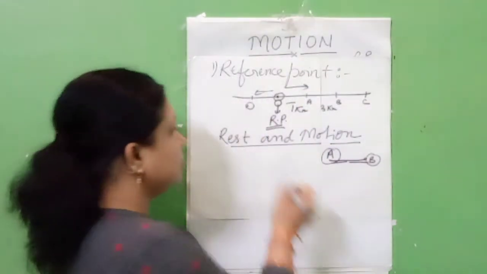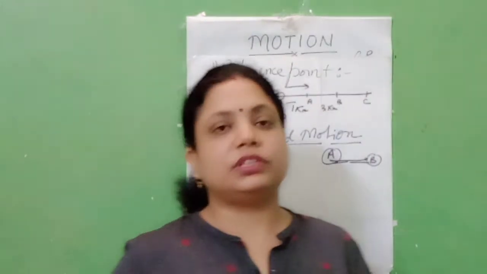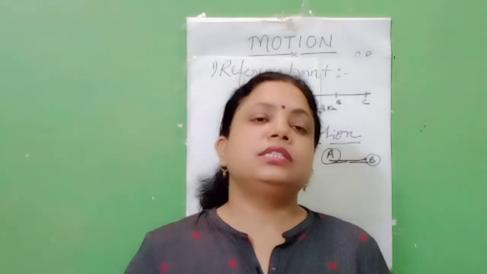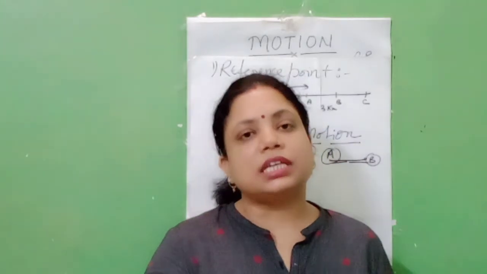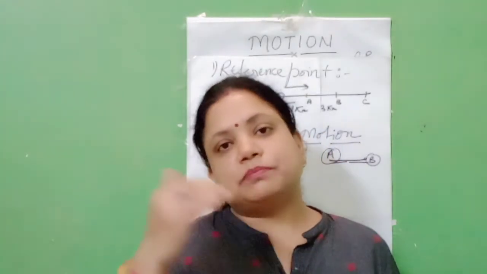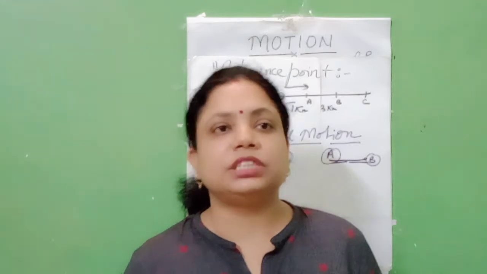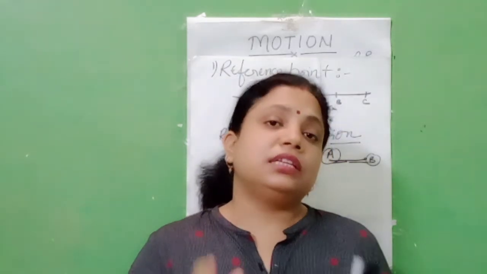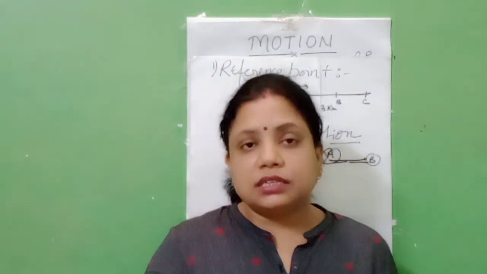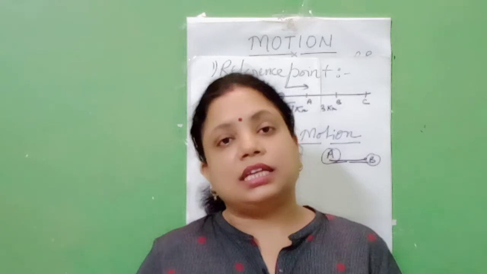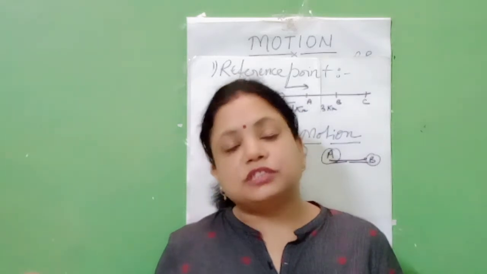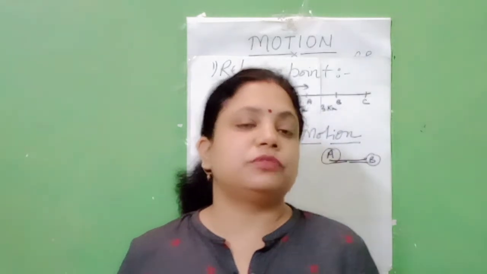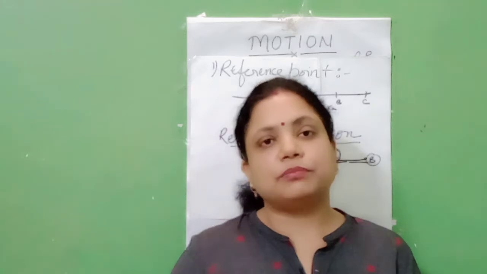Now the next point: rest and motion are relative terms. How? Students, sometimes one object can be at rest with respect to another, and the other object can be in motion with respect to the first. How can that be? Now listen. I said that an object can be at rest with respect to another, and another object can be in motion with respect to the other. How is it possible? Let me give one example.